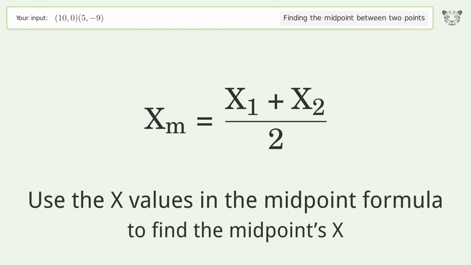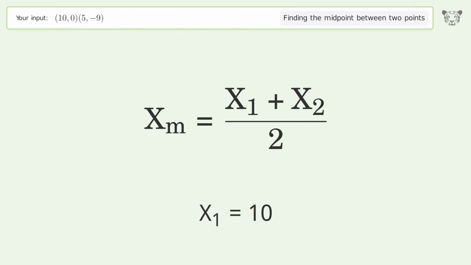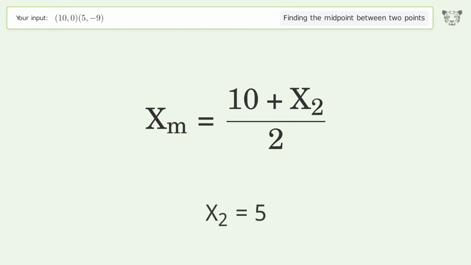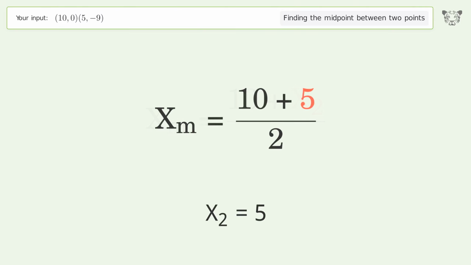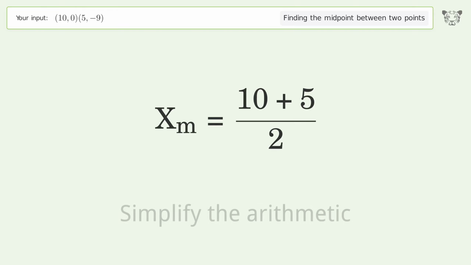Use the x values in the midpoint formula to find the midpoints x. x1 equals 10. x2 equals 5. Simplify the arithmetic.